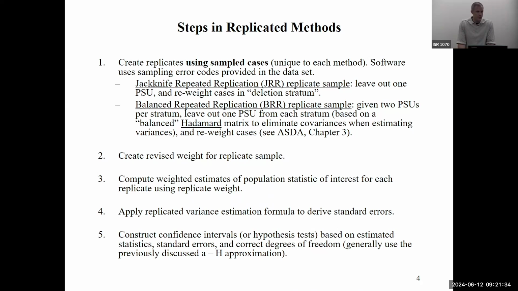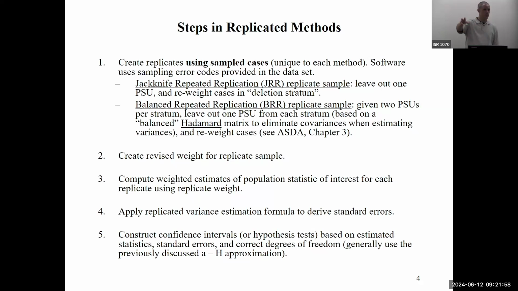from the data set that you have in hand. Okay? You literally delete all the cases from that one PSU, and in the stratum where that one PSU is deleted, you adjust the weights of the other cases from that stratum to account for the PSU that was deleted. Okay? That forms a single replicate sample.